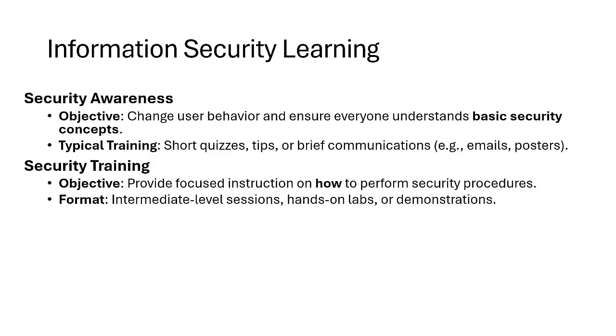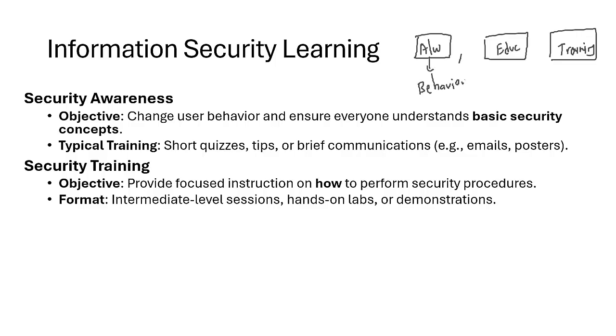Next thing is information security learning. When you're talking about information security learning, we have three things. One is called awareness, one is called education, and one is called training. Awareness is something which modifies the behavior. Is it clear?